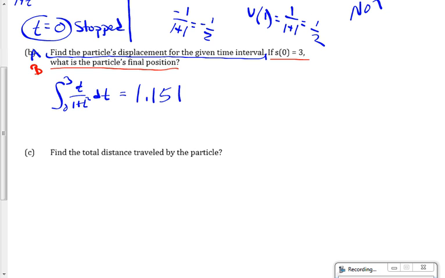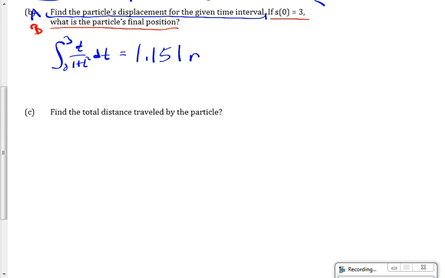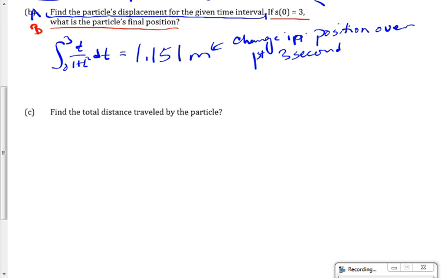Is that what you got? 1.151. What are we in? Meters? 1.151 meters. What does that mean? This is the particle's change in position over the first 3 seconds of motion that we tracked. Okay? Now, here's where it gets good.